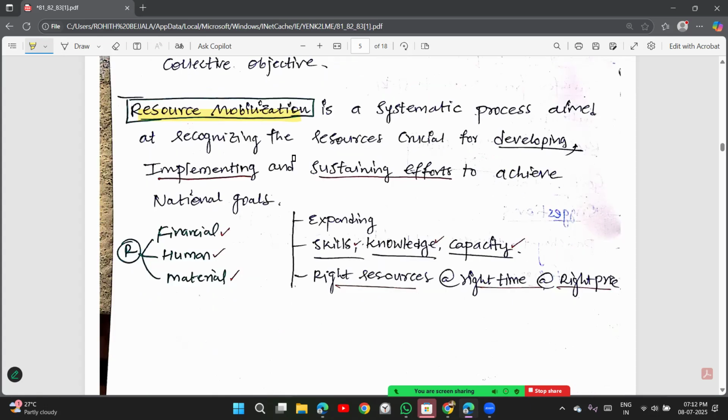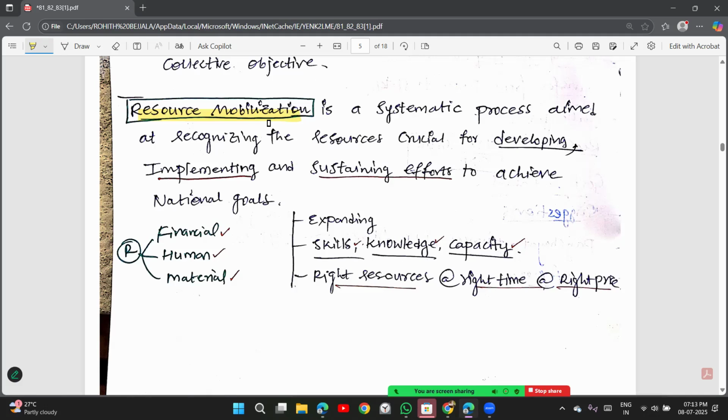So, what is resource mobilization? It's a process, obviously a systematic process, and it is used for developing, implementing, and sustaining efforts to achieve national goals, especially the national goals.